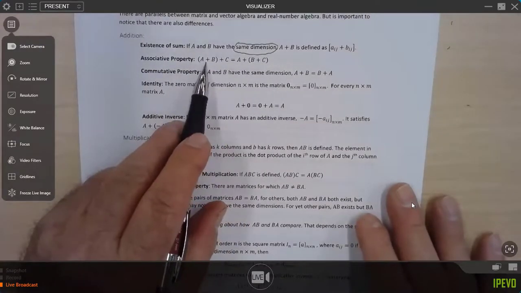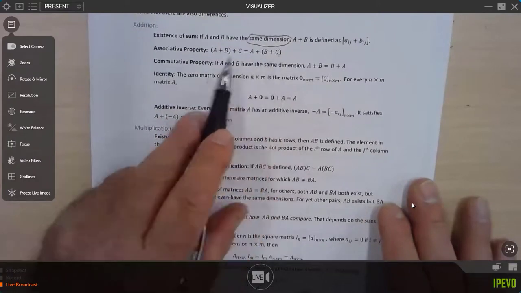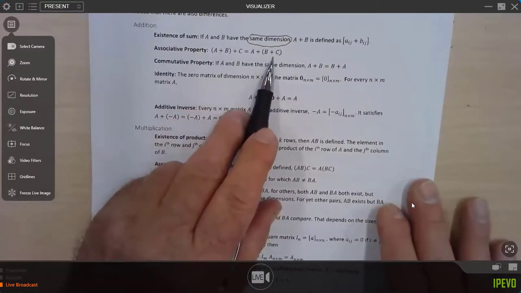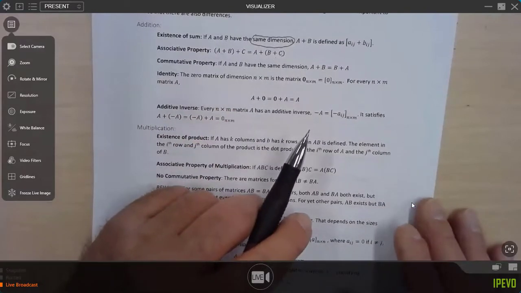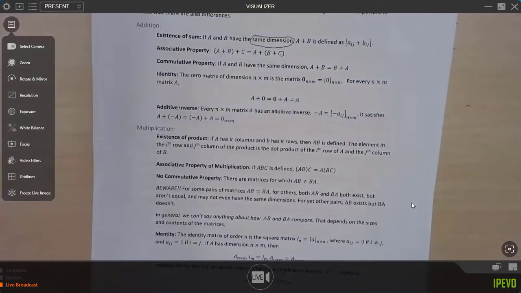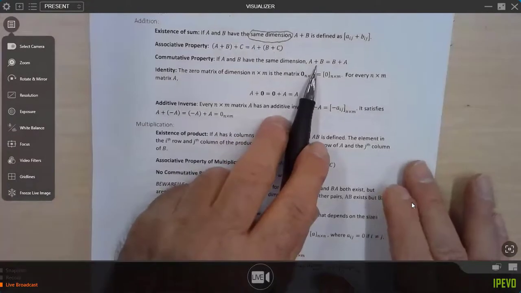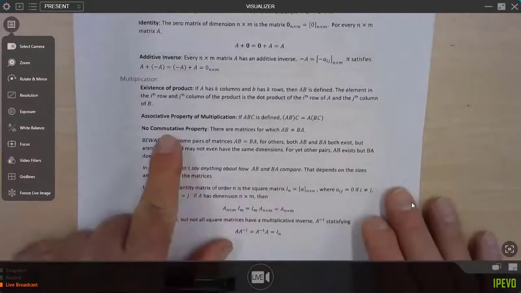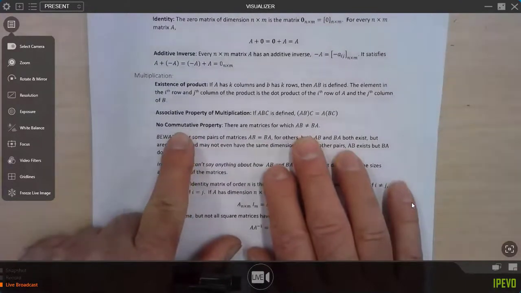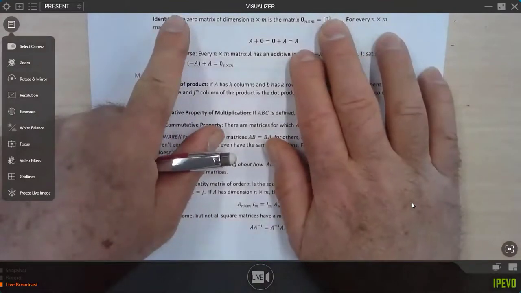Matrix addition, when everything has the same dimension, assuming that both sides are defined, then these will be equal. It is associative. A plus B plus C, it doesn't matter if you do A plus B first or B plus C first. It'll be fine either direction, okay? Commutative property, that works for addition. It does not work for multiplication. So there is no commutative property for multiplication. There is one for addition.